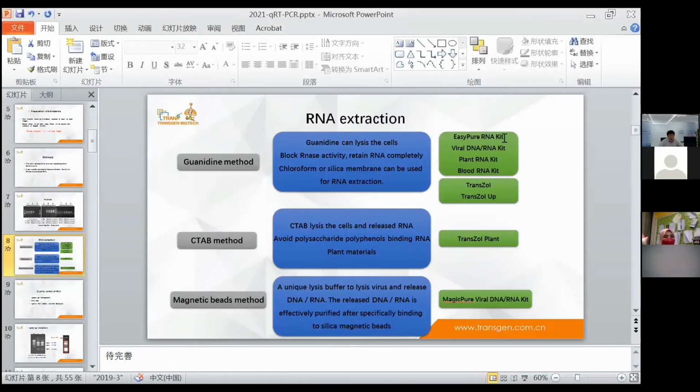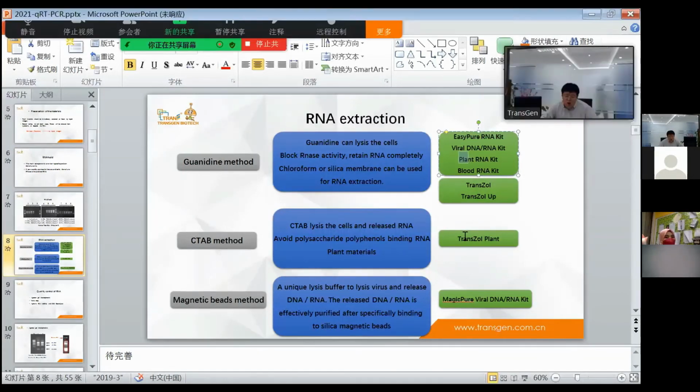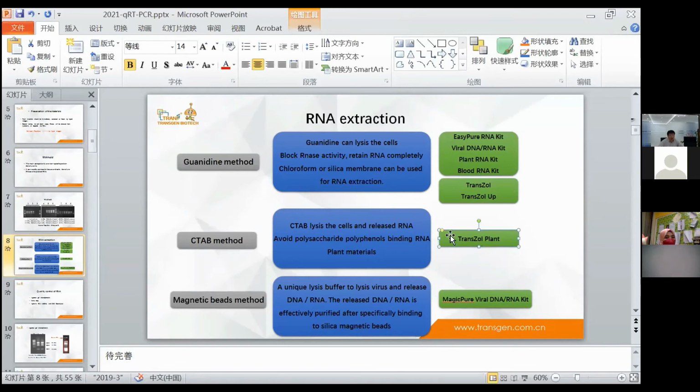But if you have a plant tissue, just like this one, you have to use the plant RNA kits or the transplant kit, because the whole tissues may have polysaccharides or polyphenols. In this case, the very basic pure RNA kit does not do its job. So we have to choose the right reagent to extract RNA from the samples.